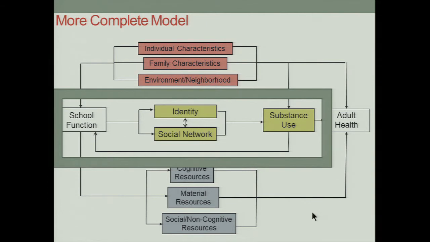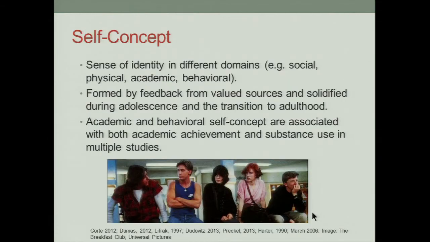For the purposes of this discussion, in terms of health outcomes, I'm going to focus on substance use, which we know is both common and also has negative downstream effects and can lead to poor adult health. So first, I'm going to show you a couple different ways that we've tried to understand this relationship between school environments, identity, and substance use.